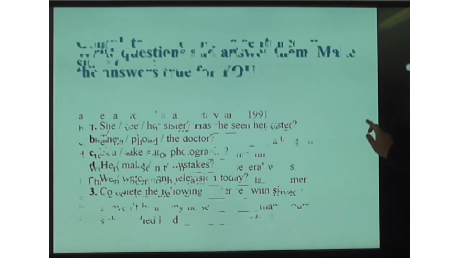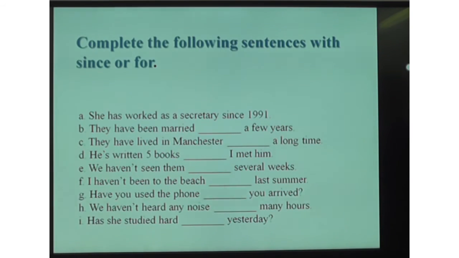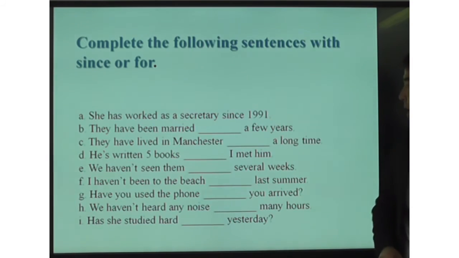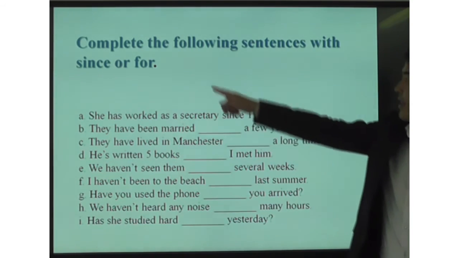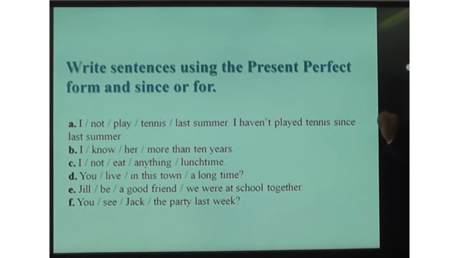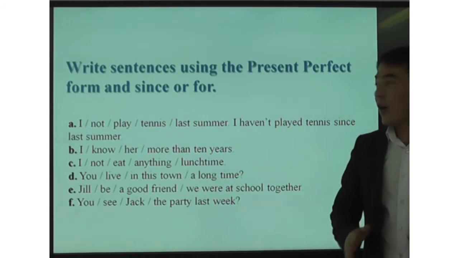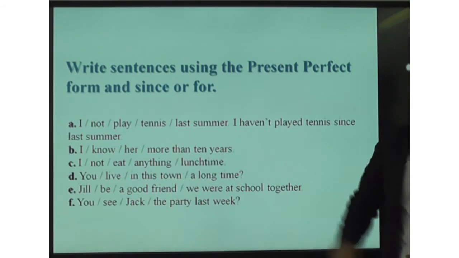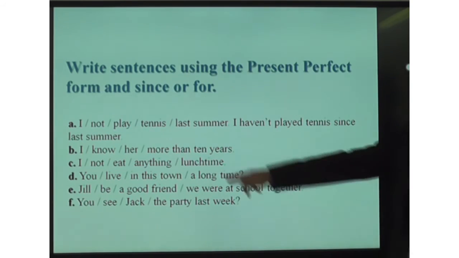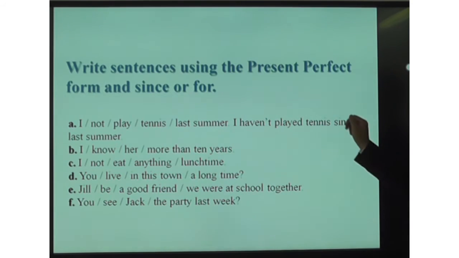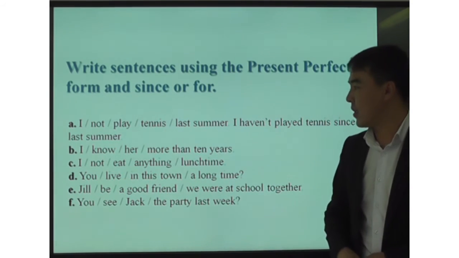The next. Complete the following sentence with since or for. Now students, you have to complete the following sentences with since or for. And you should put here since or for. And you have to write a sentence using the present perfect with since or for. For example, here: I did not play tennis last summer. And now: I haven't played tennis since last summer.